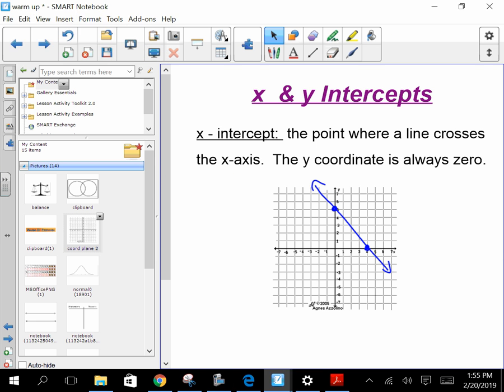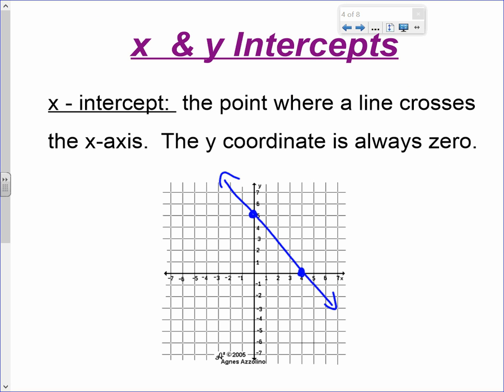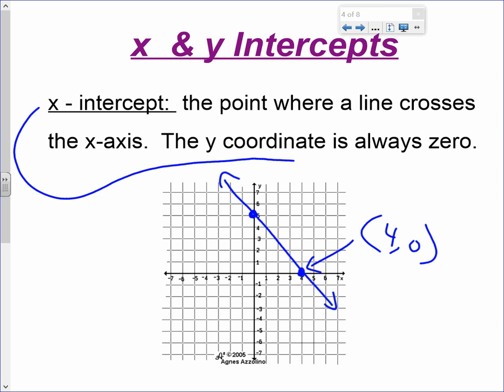Where is this line crossing the x-axis? Someone just blurt it out. 4, 0. Right? It's crossing the x-axis right here. Put an arrow right there, and let's write 4, 0. That is your x-intercept. Put a line from the word x-intercept. That's your x-intercept. It crosses the x-axis at that point. Notice how the y-coordinate is 0. Look at y is 0. Take note of that.